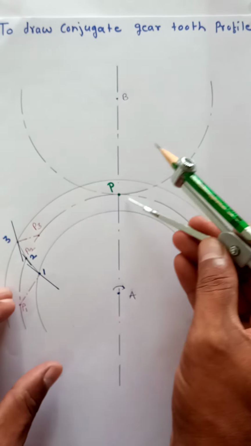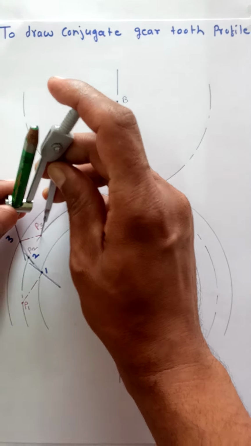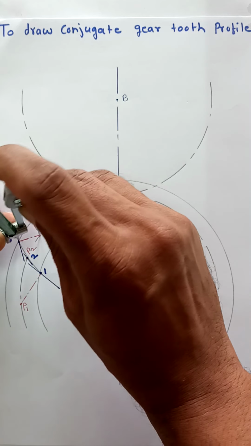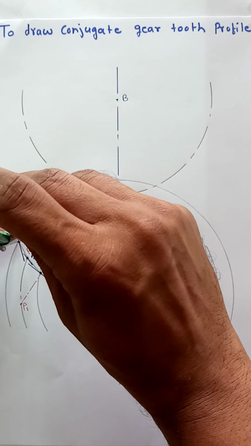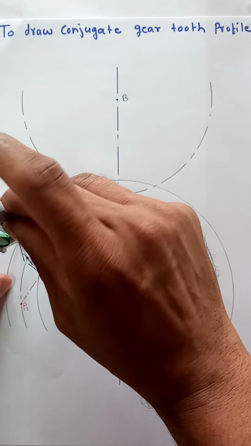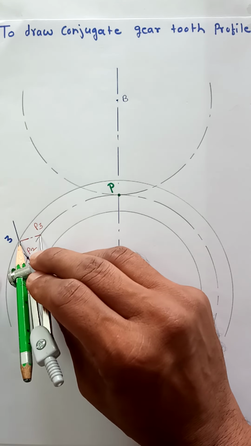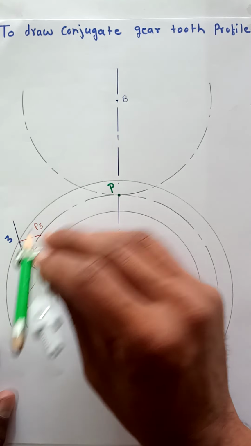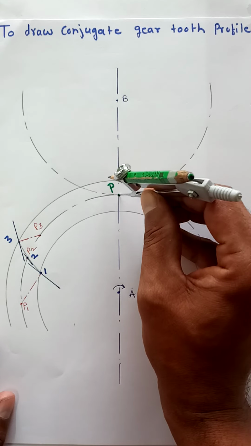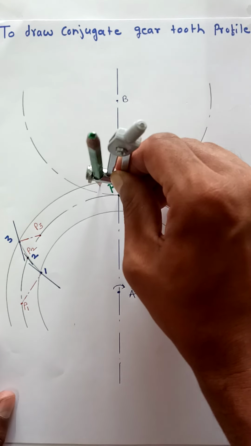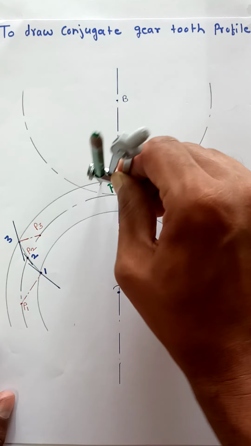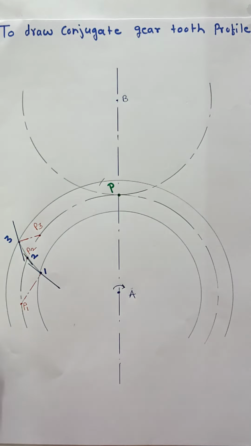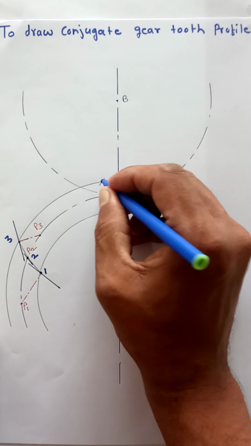So when P3 is at P, we will take a distance equal to P3 3 in a compass. I am taking the distance equal to P3 3. So when P3 is at P, point 3 will lie at this position on the circle passing through 3. Let us call this point C3.